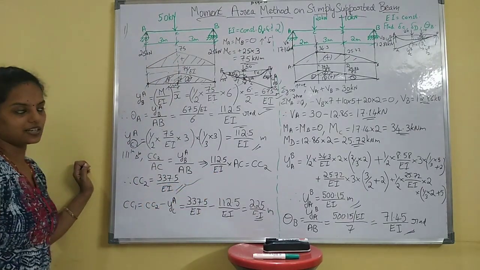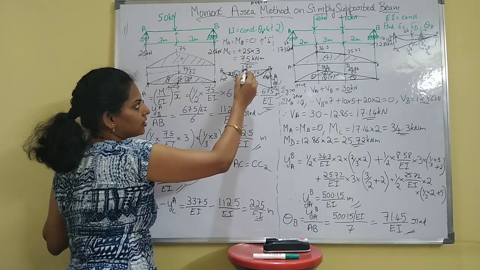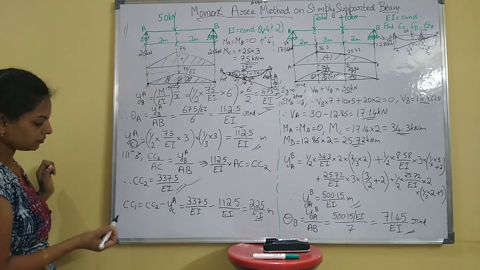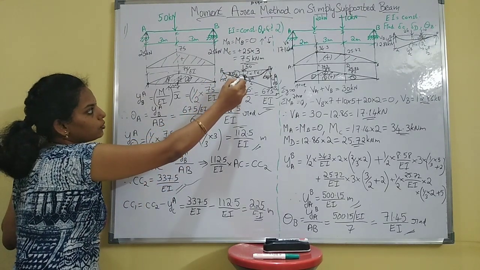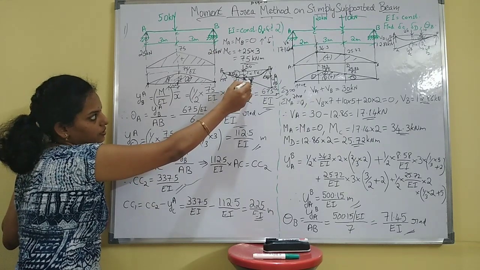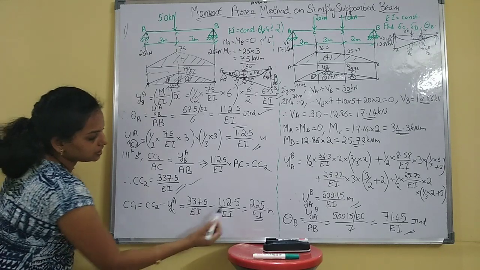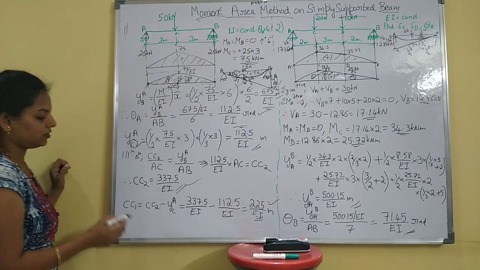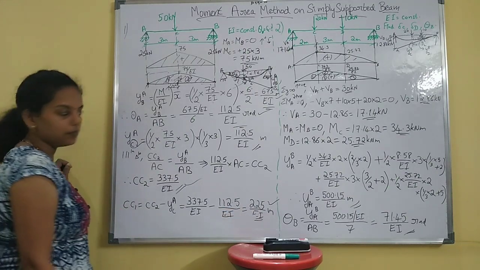This is your CC2. We want the delta C. Delta C is nothing but this point, that is CC1. So CC1 equal to total distance CC2 minus this C1C2, that is nothing but YCA. So CC2 minus YCA. Just substitute it and get the value. So your delta C is nothing but 225 by EI in meters.